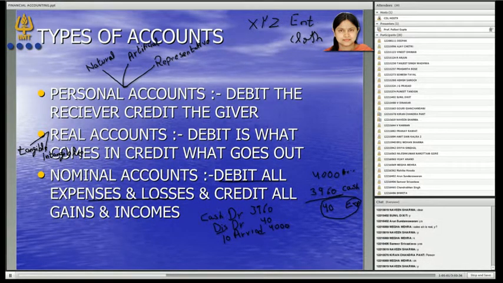He withdrew goods for personal use, rupees 1000. The goods which are being withdrawn for personal use are called drawings. The amount which is withdrawn by the owner is called drawings. Now, he has withdrawn the goods for personal use.